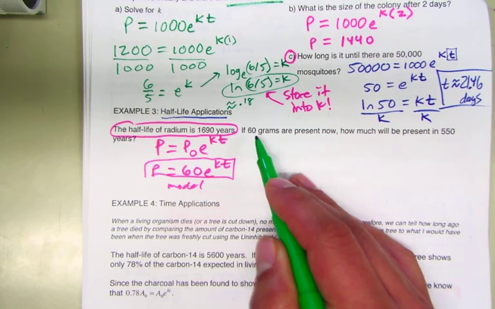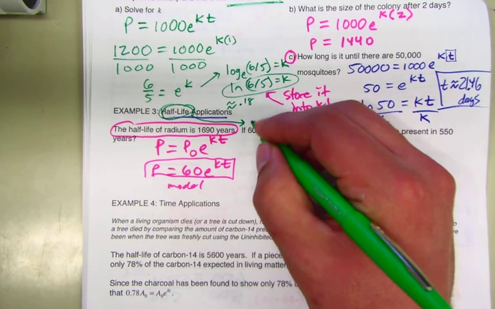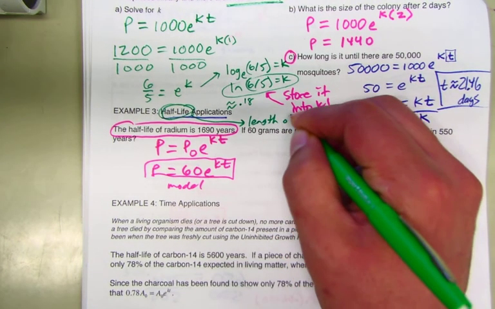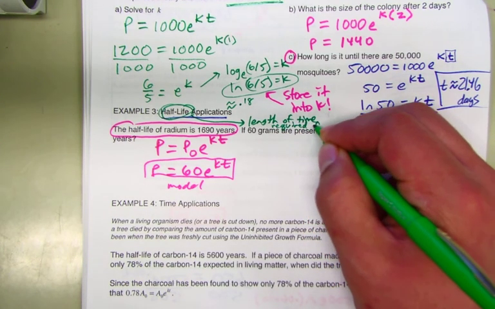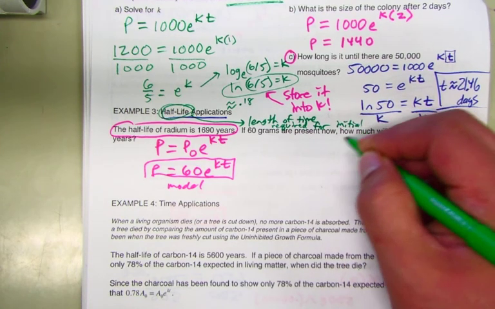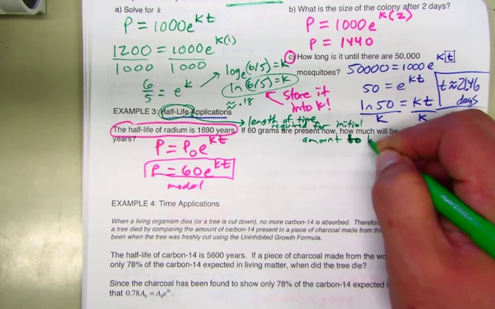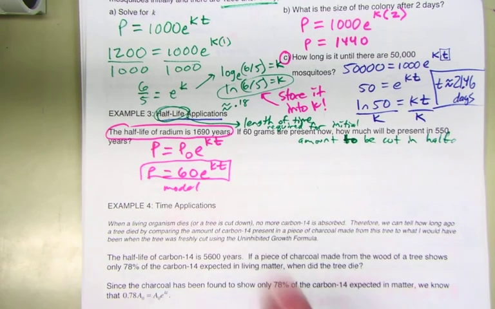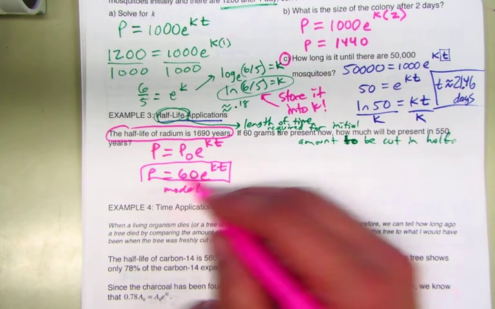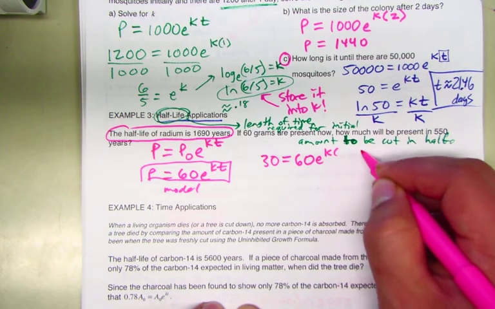So half-life: length of time required for initial amount to be cut in half. Okay? If you can at least remember that, it's the same process as before. So when I set up my problem, 30 grams is left after how long? 1,690 years. Does that make sense?